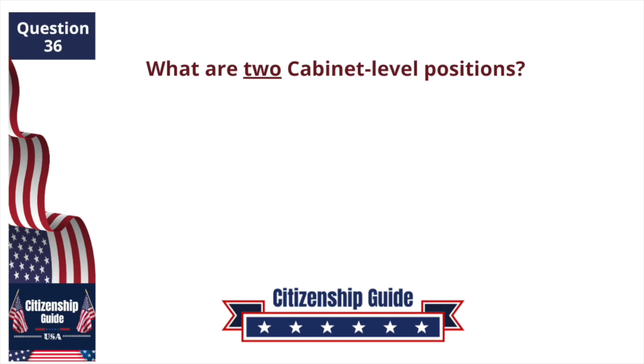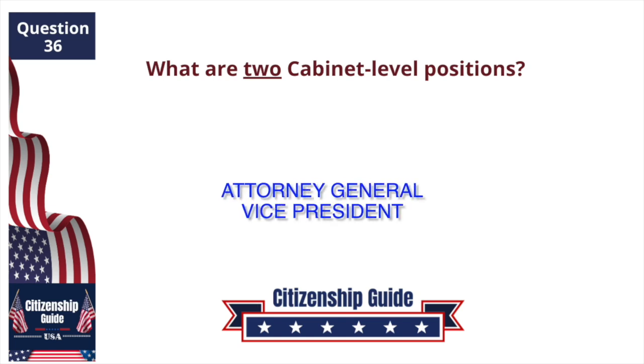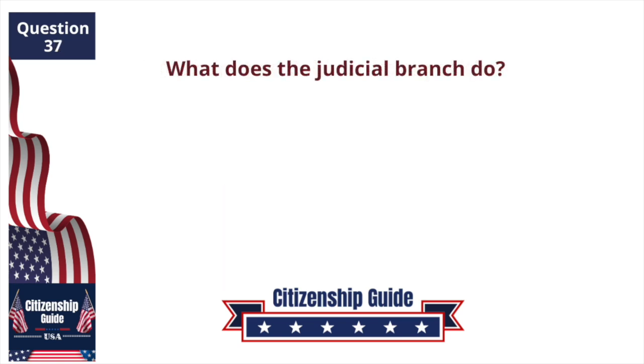What are 2 cabinet-level positions? Attorney General. Vice President. What does the judicial branch do? Reviews laws.